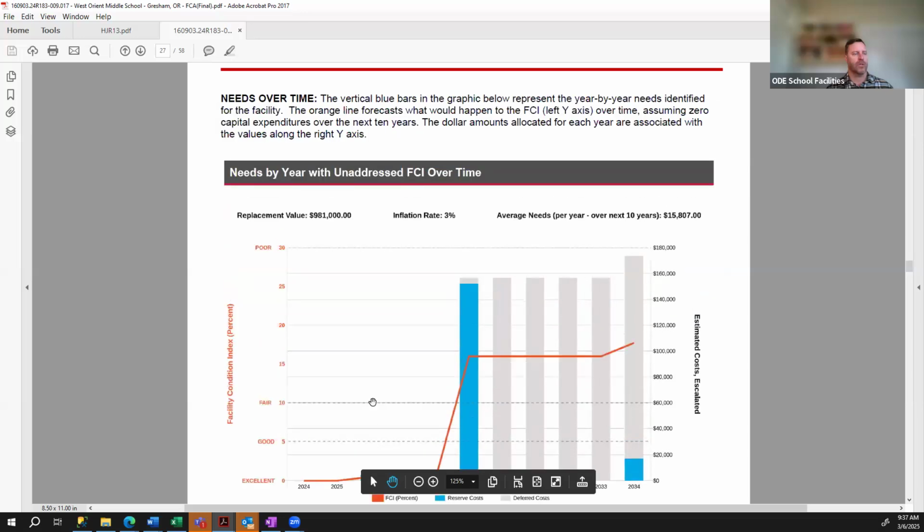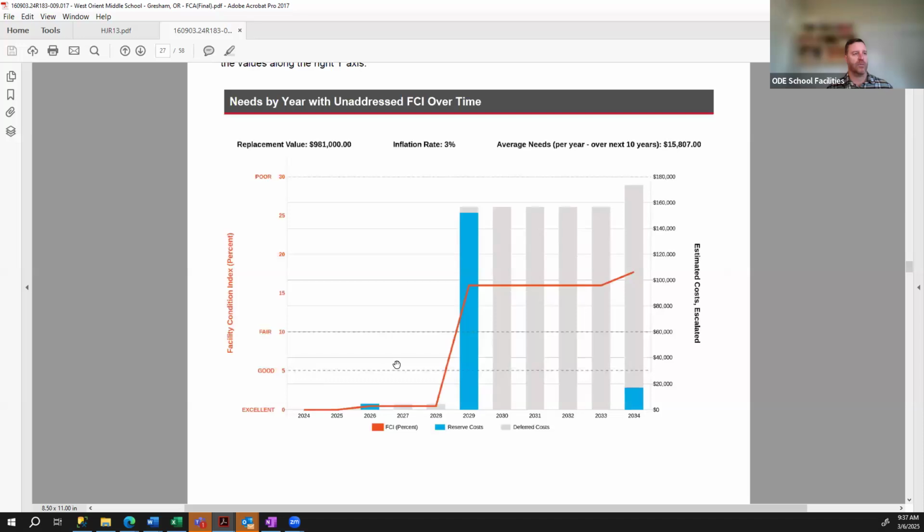I don't know if you recall when we were looking at the FCI table earlier, but this was the building that most likely needed to be replaced in a few years. And that's what this graph is showing as well. Our inflation rate has changed. We're using a 4% inflation rate based on DAS commercial construction costs. I know there are arguments that it's higher, like 9%, but we have to use a standardized approach since we're doing the entire state.